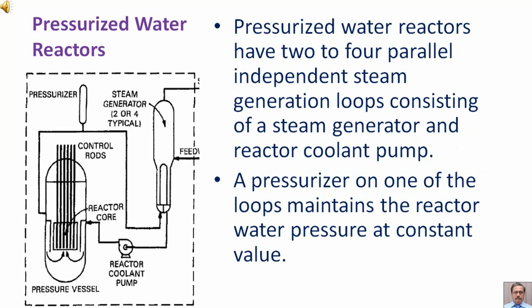Pressurized water reactors have 2 to 4 parallel independent steam generation loops, each consisting of a steam generator and a reactor coolant pump. A pressurizer on one of the loops maintains the reactor water pressure at a constant value.